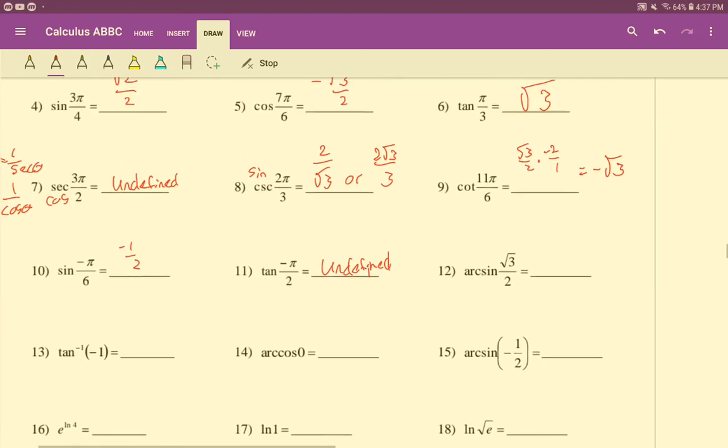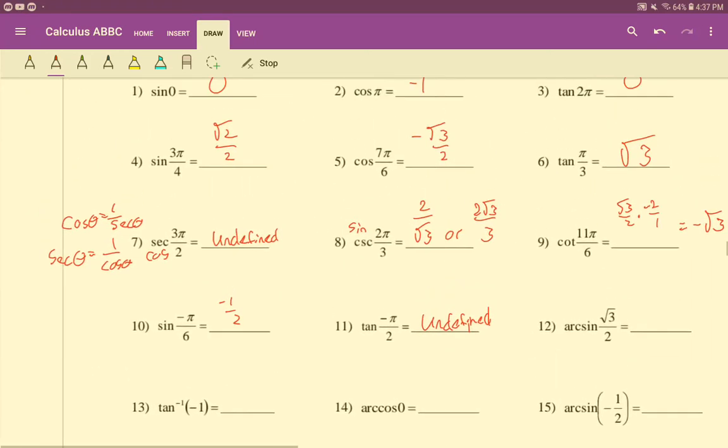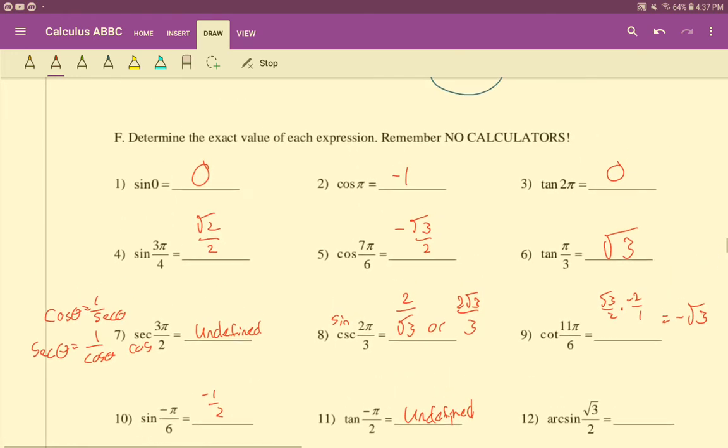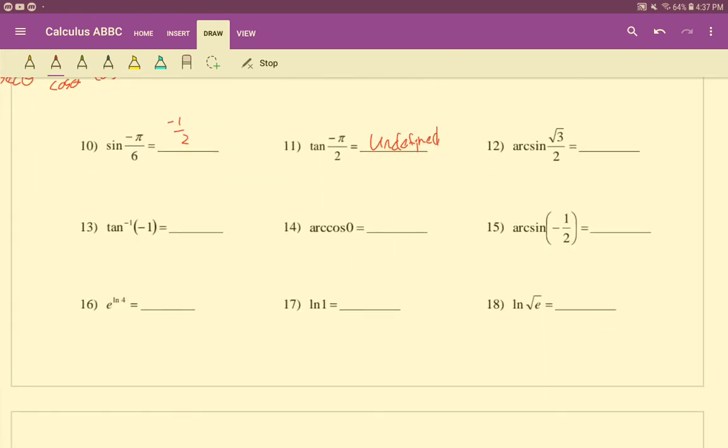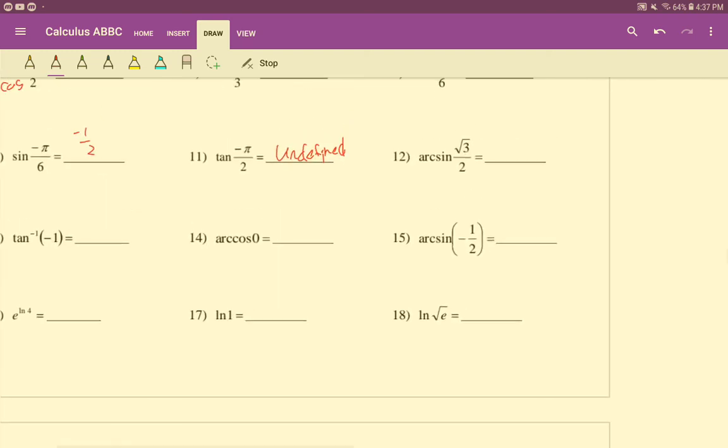Welcome back. So we're going to finish up our look here at letter F, evaluating these expressions, mostly trigonometry stuff with a little natural log and e there in 16, 17, and 18. Okay, so let's continue our look here.